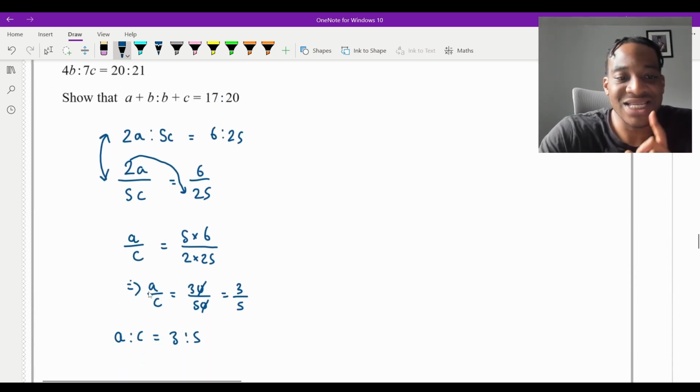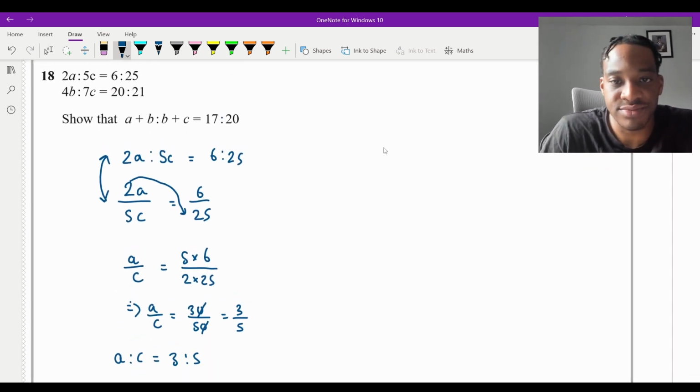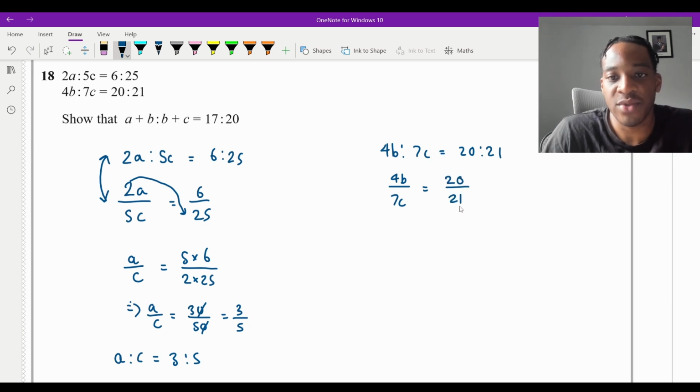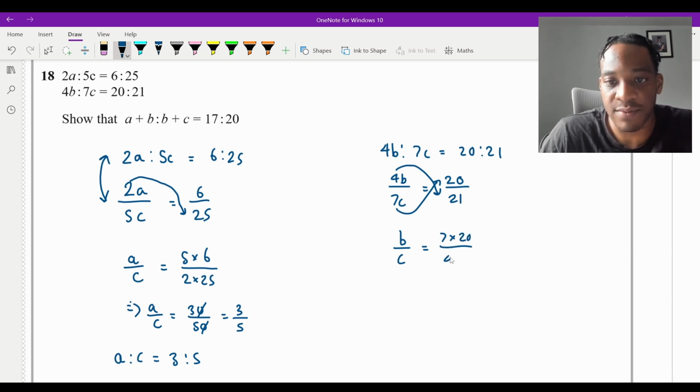Now what we're going to do is the exact same thing with the second ratio, right? So I'll do it here. We've got 4b to 7c is equal to 20 to 21. Again, I'm going to express this as a fraction. So I've got 4b divided by 7c, and this is equal to 20 divided by 21. Now I'm going to get rid of this 4 and this 7 to get b divided by c, because that will give me b to c. So I need to put this 4 down here, and that's going to multiply it. Put this 7 up here, that's going to times it here. So it's going to be b divided by c is equal to, the top one will be 7 times 20, and the bottom one is going to be 4 times 21.